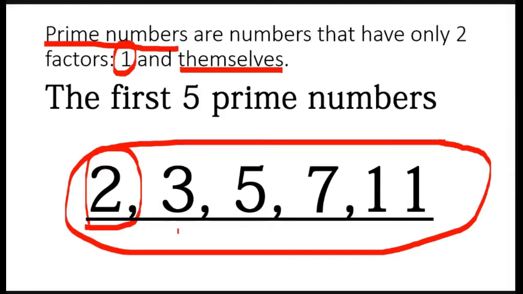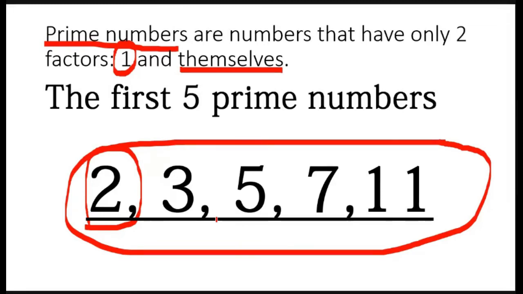Ma'am, parang odd number po yan. Hindi siya lahat odd number kasi ang smallest prime number natin ay 2. So, ito lang yung mga numbers na ang factors ay 1 at saka yung number. So, 1 times 2, yun ang factor niya. 1 times 3, 1 times 5, 1 times 7, 1 times 11.